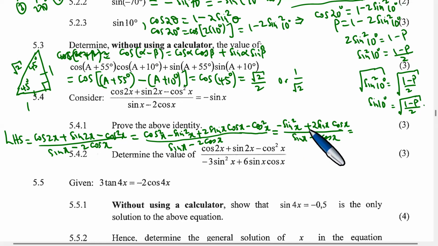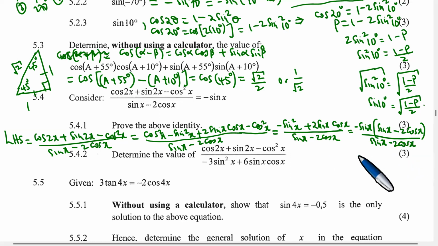And now, you have the sine, but that must be factorized out of this, which is exactly minus sine x. Okay, if you pull out minus sine x here, you are left with sine x inside, but you also have minus 2 cosine x. Everything is divided by sine x minus 2 cosine x. Sine x minus 2 cosine x cancel out.